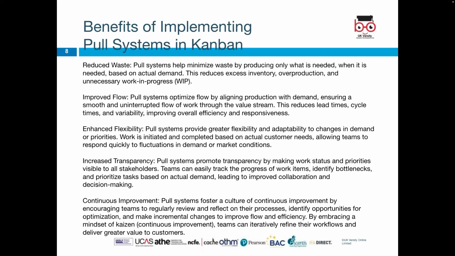Pull systems help minimize waste by producing only what is needed, when it is needed, based on actual demand. What is improved flow? Pull systems optimize flow by aligning production with demand, ensuring a smooth and uninterrupted flow of work throughout the value stream. Enhanced flexibility: pull systems provide greater flexibility and adaptability to changes in demand or priorities. Increased transparency: pull systems promote transparency by making work status and priorities visible to all stakeholders.